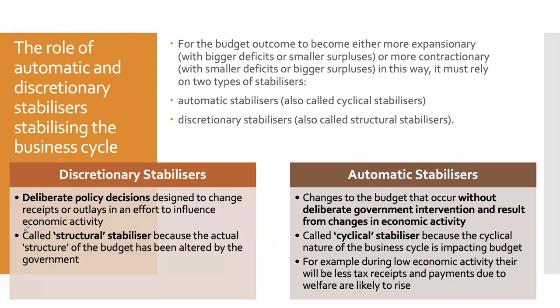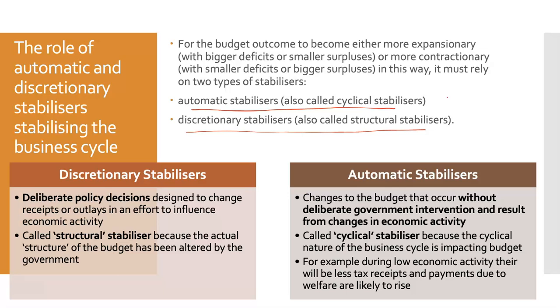So what are these terms? What do we mean by automatic and discretionary stabilizers? And what is their role in stabilizing the business cycle? Essentially, for these budget outcomes to become more expansionary or contractionary, we must rely on stabilizers. So automatic stabilizers are also going to be called cyclical stabilizers, and discretionary stabilizers are going to be called structural stabilizers. They play a key role in stabilizing the business cycle.